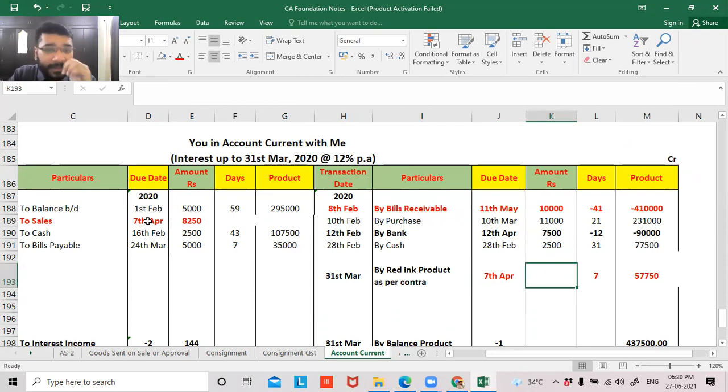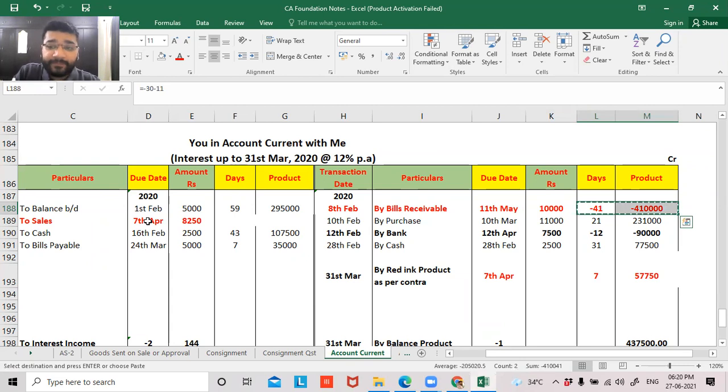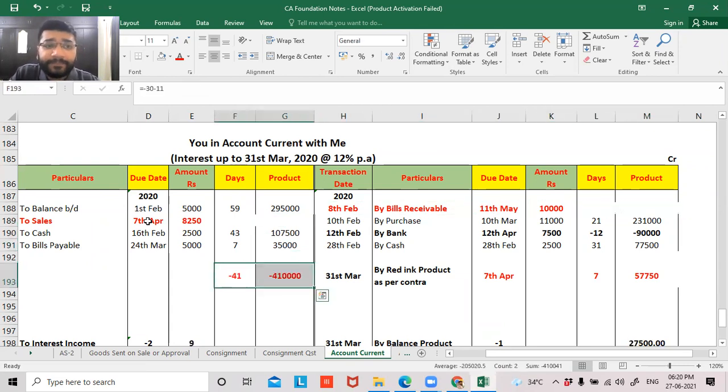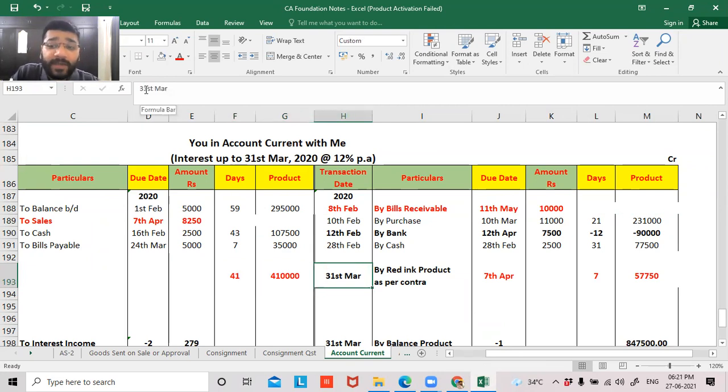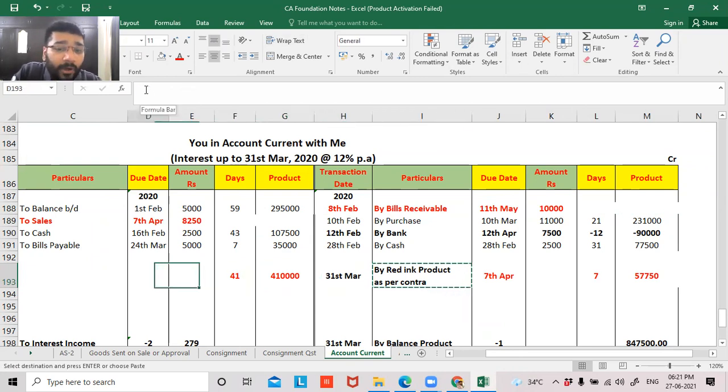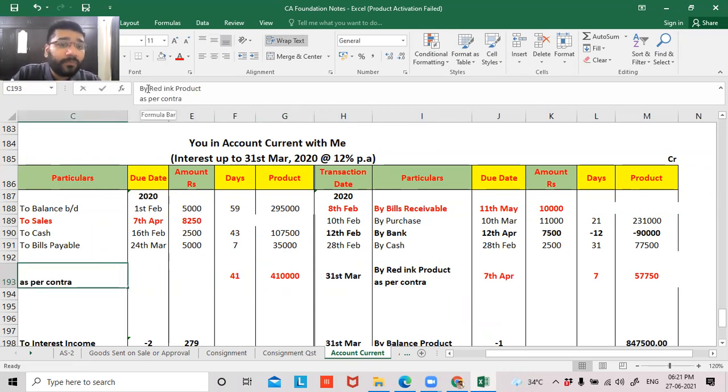Getting my point. Same way, guys, if I have to talk about the debit side, credit side, there is 41 days negative here. So what will I do? I'll take this to which side? Can I say I'll take this to debit side? If I take this to debit side, guys, how much will it become? I say positive 41. Product has also become positive, guys. So to reading product as per contra.